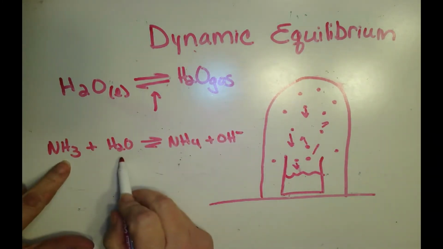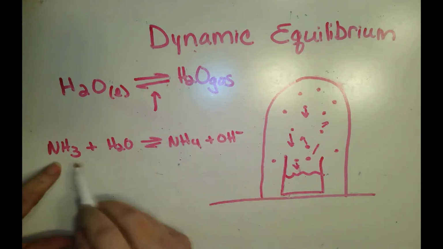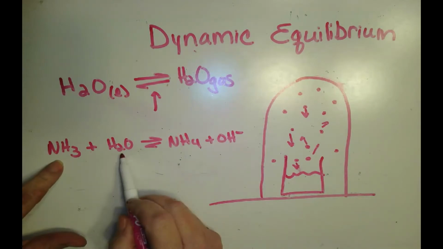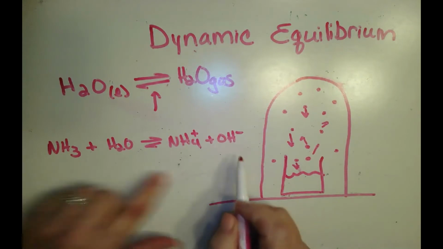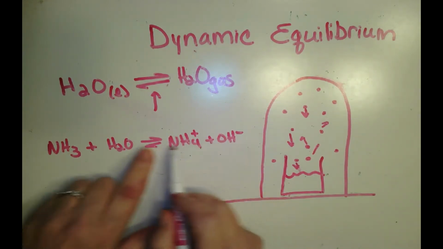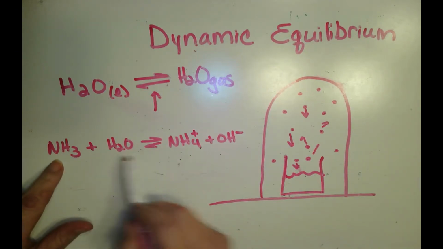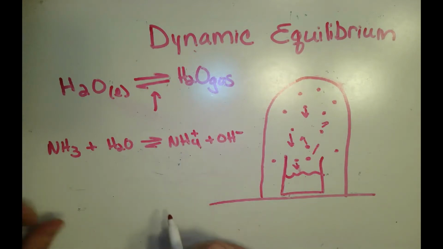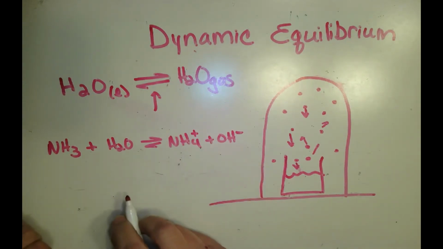Right here, I have a chemical reaction. This is a phase change, but this is a chemical reaction. Ammonia and water are going to form the ammonium ion and the hydroxide ion. But then these two will react backwards and form back into ammonia and back into water. And when the rates are equal, it is said to be at equilibrium. This doesn't mean the concentrations are equal. It just means the concentrations are unchanging and the rates are equal.